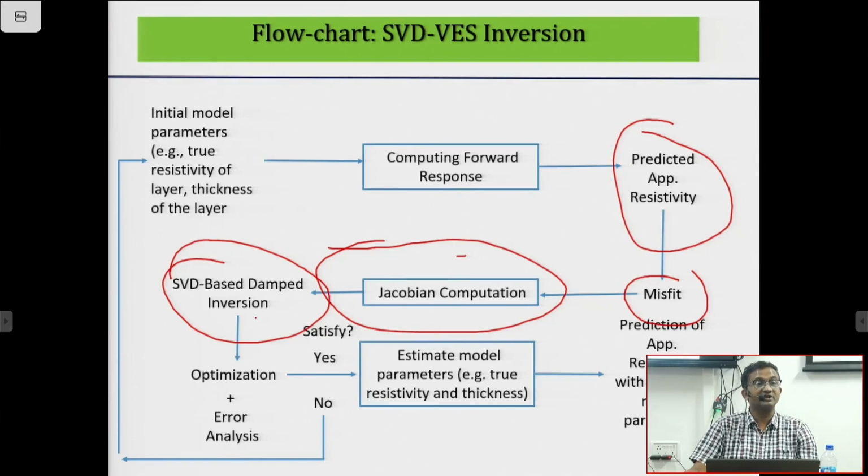SVD is singular value decomposition. The G matrix is decomposed into a combination of three matrices, U, Q and V. That is the SVD. The application is to decompose this G matrix to see whether there is a problem in your invertible matrix.